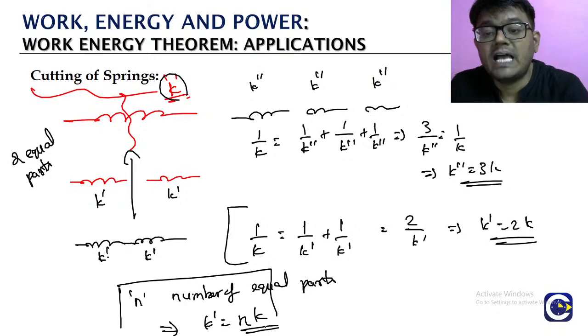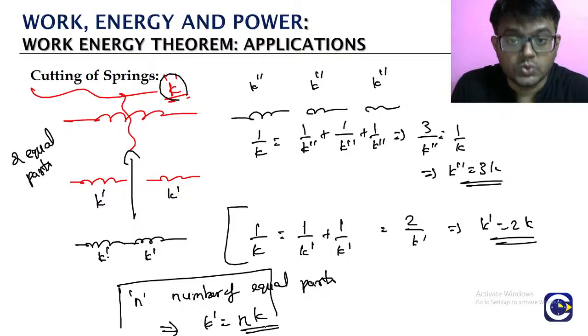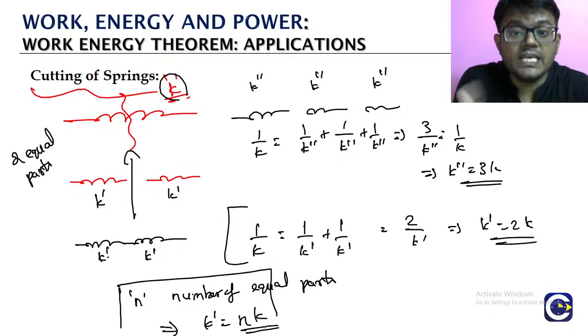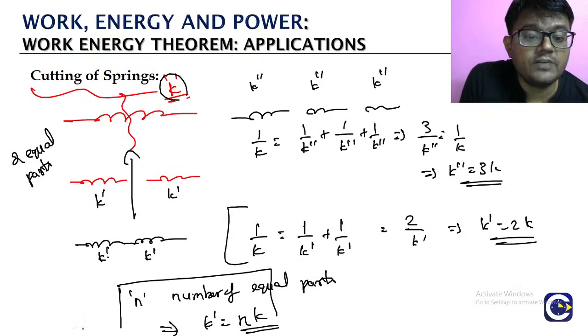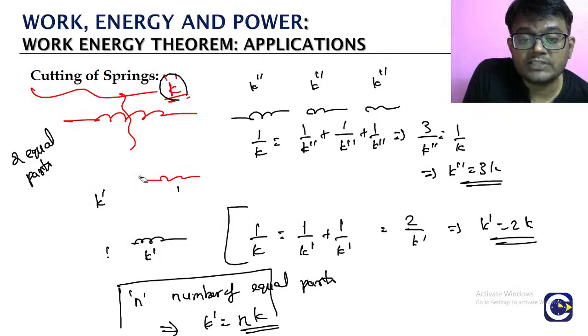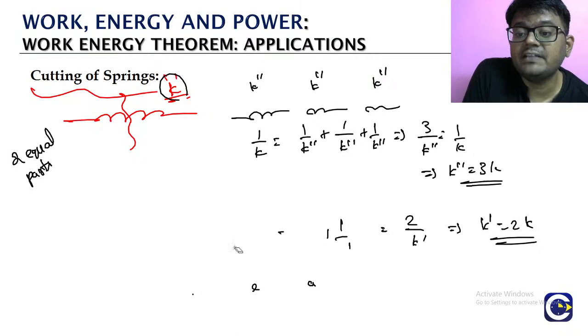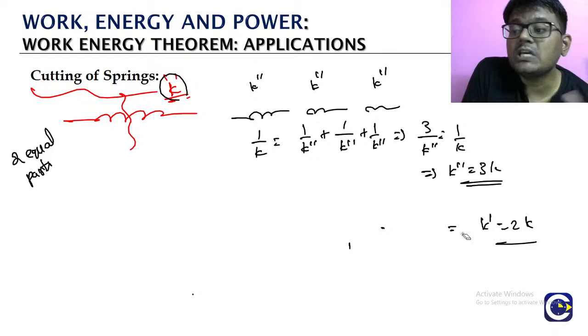Each of these small parts will have a spring constant, like you can see here. If you divide this into 2 equal parts, each of them has 2K, where K is the spring constant of our original spring. If you divide them into 3 equal parts, each has 3K. Like that, if you divide into 10 parts, each of them will have 10K. Generalizing, if you divide into n parts, each of them will have a spring constant equal to n into K. Okay, so this is about dividing the spring into equal parts.